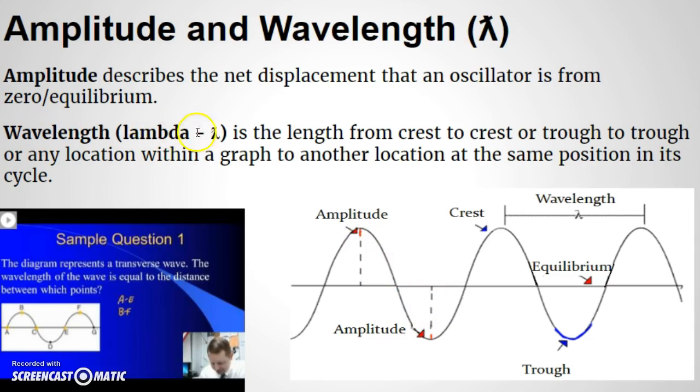The wavelength, lambda, which is signified by this symbol right here, is the length from crest to crest or trough to trough. In other words, it's from any location within the graph to another location at the same position in its cycle. We could say from this location at equilibrium to this location at equilibrium, where it's gone through one full cycle. So we're looking at a couple of terms here, amplitude and wavelength.